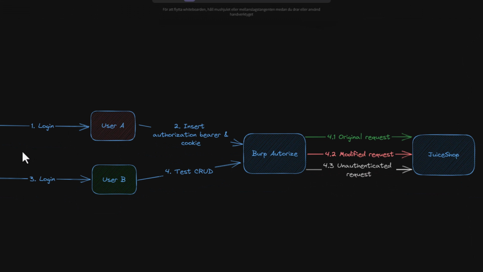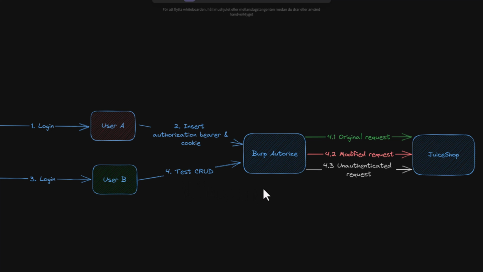Alright guys, let's break down the process. The first thing we need to do is to log in as user A, and then we want to copy the authorization bearer and the cookie belonging to user A, and then insert it into Burp Autorize. The next step is that we launch an incognito window and then log in as the other user, in this case user B. Now, as we're logged in as user B, we want to basically test all the CRUD operations that are available in the application.